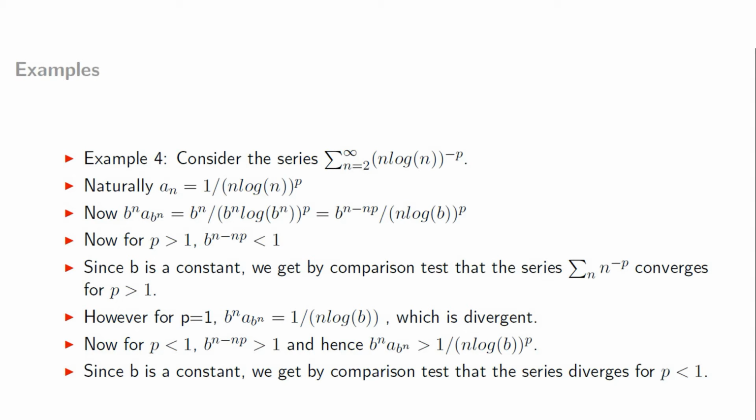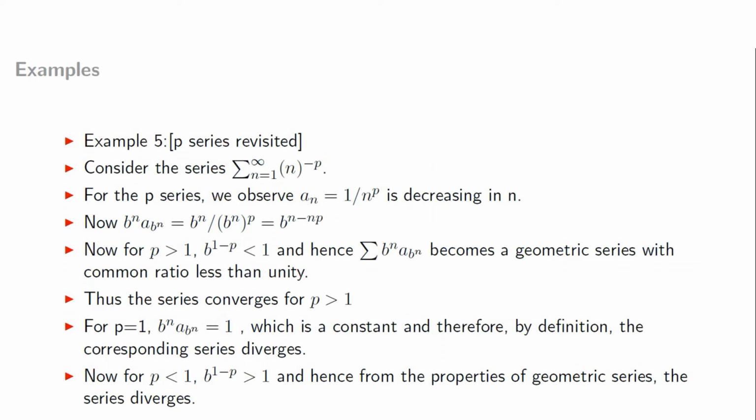However, for p equal to 1, b to the power n times a at b to the power n comes out as 1 by (n log b), which is divergent. Then for p less than 1, we get b to the power (n minus np) greater than 1, and hence b to the power n a at b to the power n exceeds 1 by (n log b) whole to the power p. Since b is a constant, we get by comparison test that the series diverges for p less than 1. In our next example, we revisit the p series, the convergence of the p series.